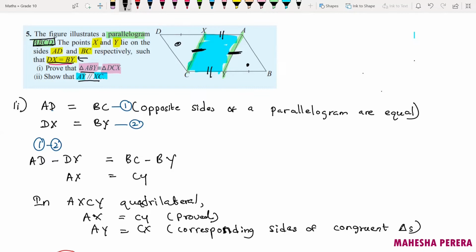That means for sure this is a parallelogram. Why? It is one of the properties of a parallelogram. The opposite sides of a parallelogram are equal, right?